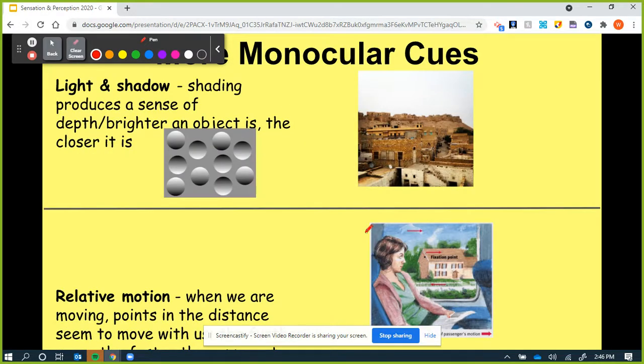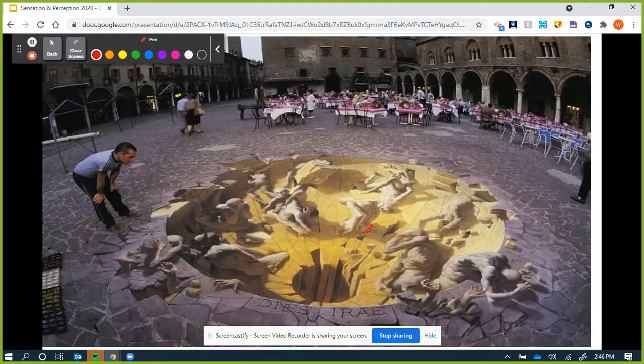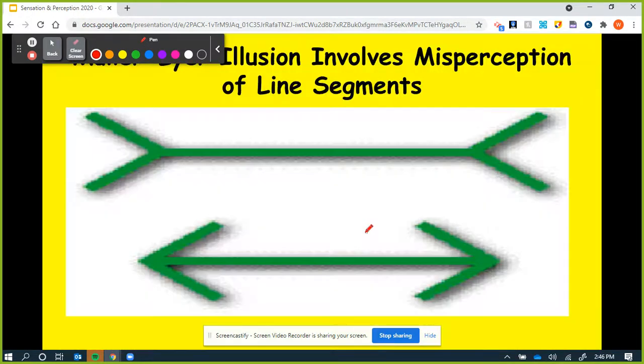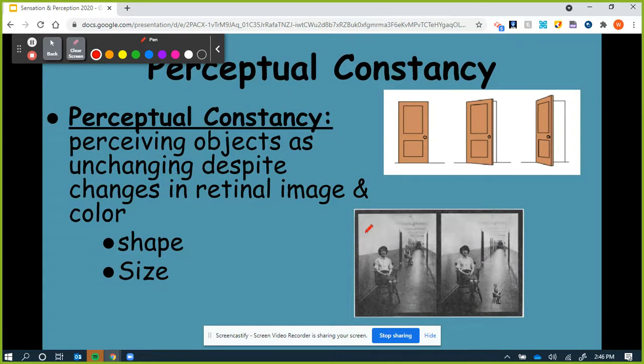We don't need to worry about those. All right, not important. Perception.